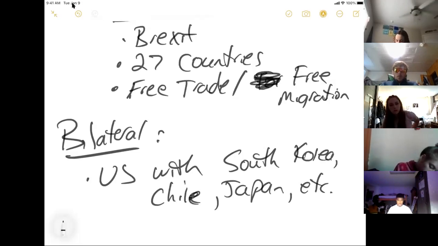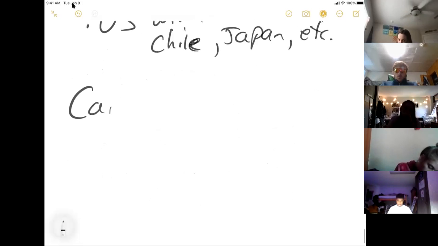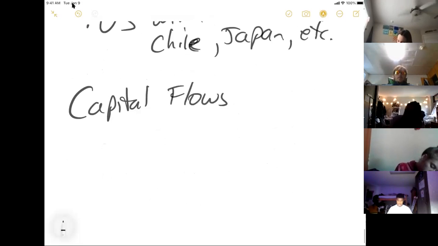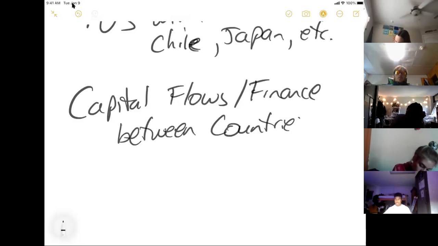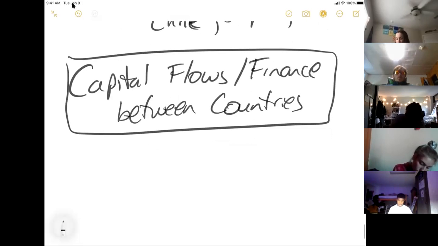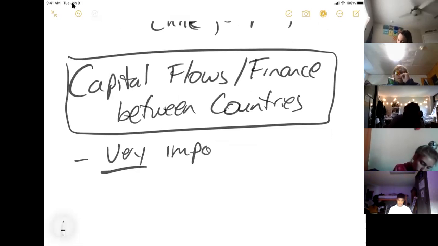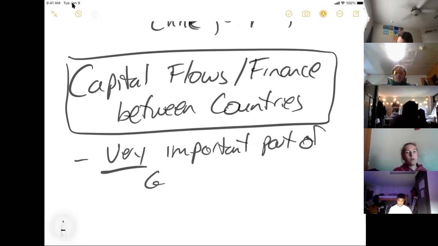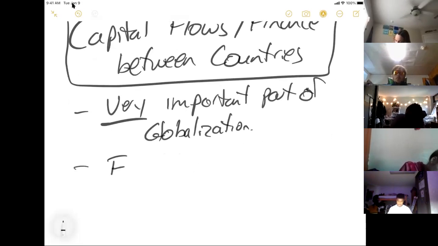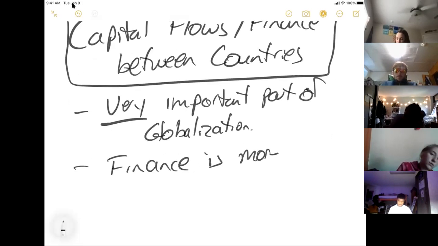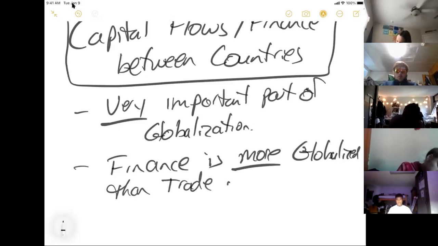Now, to this point in class, we've been talking mainly about trade in goods and services. But now I want to talk about the movement in capital flows. Because this is just as important a part of globalization. Right? In a very real sense, finance is more globalized. It is much more globalized than trade in goods and services is.